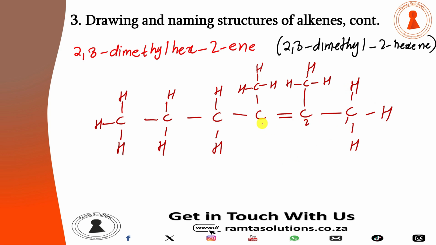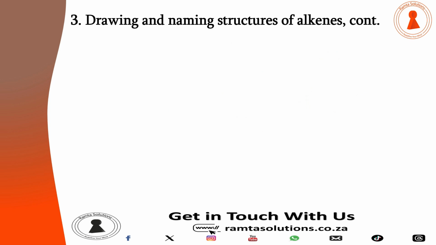1, 2, 3, 4, 5, 6. Can you see where the double bond is? On carbon 2. Where are the substituents? On carbon 2 and 3. And what are those substituents? Methyl. We're good. All right, now let's head to the next one.